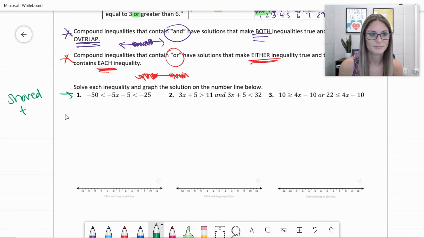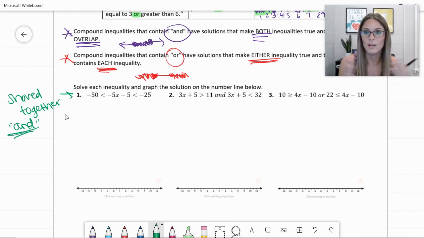Shoved together are and inequalities. I have students in the past that want to shove them together. They look really cool, and so they always want to shove them together as their final answer, and you cannot shove together ors. You can shove together ands if you want to write it with the word, or if you want to shove it together, it doesn't matter. But you can't do it with or inequalities. So let me unshove it.